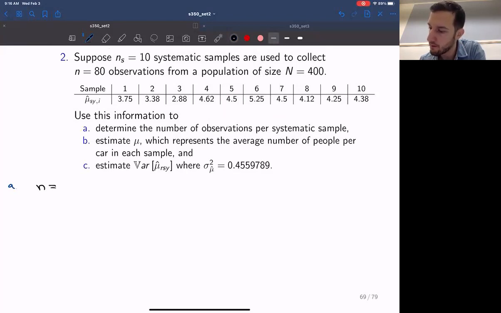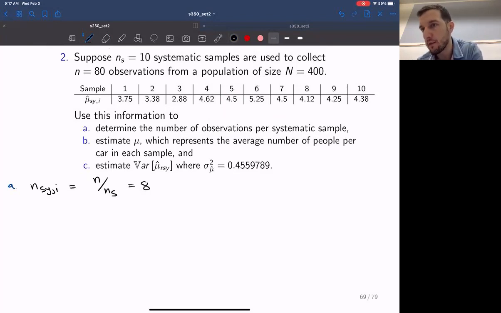Maybe we shouldn't use, we'll call it little n sy comma i. So the number of observations in the ith systematic sample is going to be equal to little n, the total number of observations collected, divided by little n s, which is the number of systematic samples, right? And this makes sense. We have collected 80 observations in total. We have divided the 80 observations across 10 systematic samples. So that gives us 8 observations per sample.